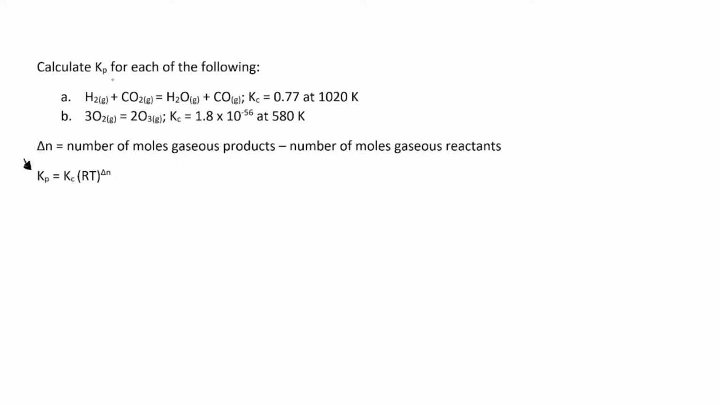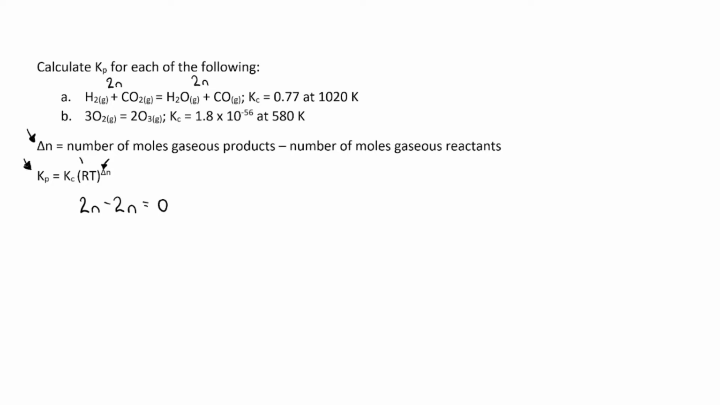The reactant has 2 moles of gas, 1 mole of hydrogen gas and 1 mole of carbon dioxide gas. The product side also has 2 moles of gas, 1 mole of H2O gas and 1 mole of carbon monoxide gas. We're going to use this equation right here to find our change in moles. The products had 2 moles of gas, and the reactants also had 2 moles of gas. So when you subtract them from each other, you get 0. We just found that value right there. The change in moles is 0.